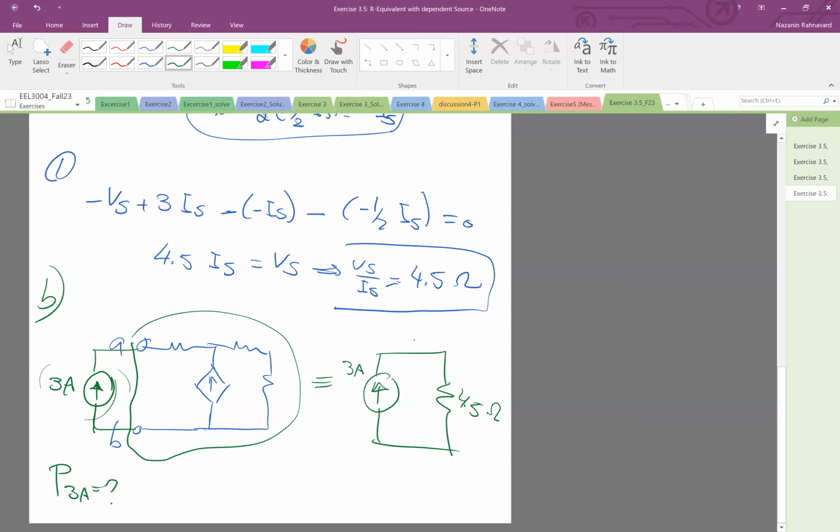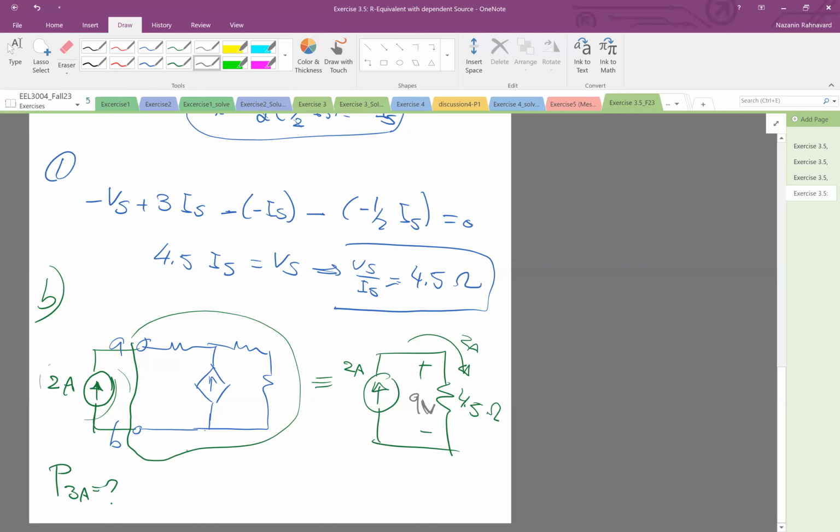So this 3 goes to this. Let's make it a better number. So 2 amp. Let's say it was 2 amp. And so 4.5. So 2 amp is going there. So this voltage would be R times I, 9 volts.